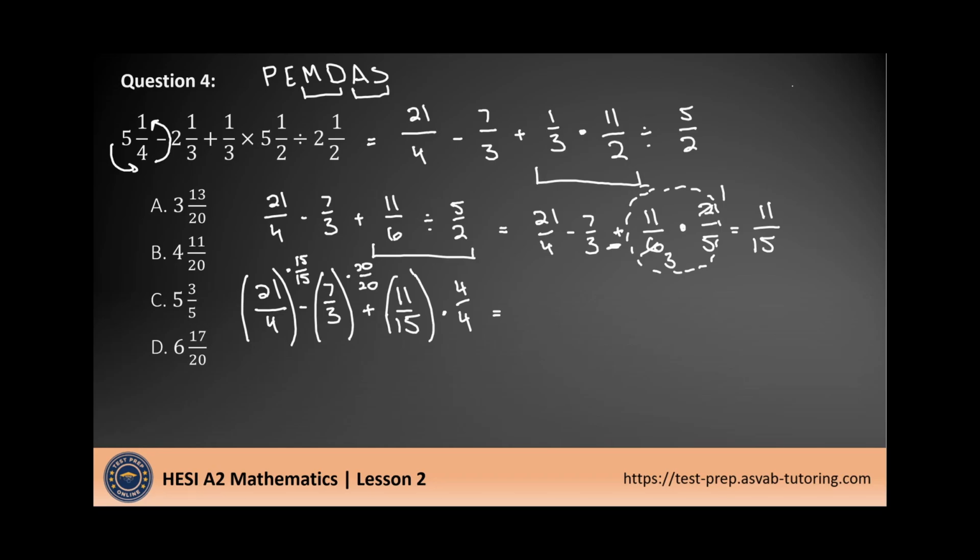21 times 15. Let's do that real quick. It's going to be 5, 10, 0, 21. Add them together. 5, 1, 3. So we're going to get 315 over 4. Now we have 315, and then that's going to be over 60.